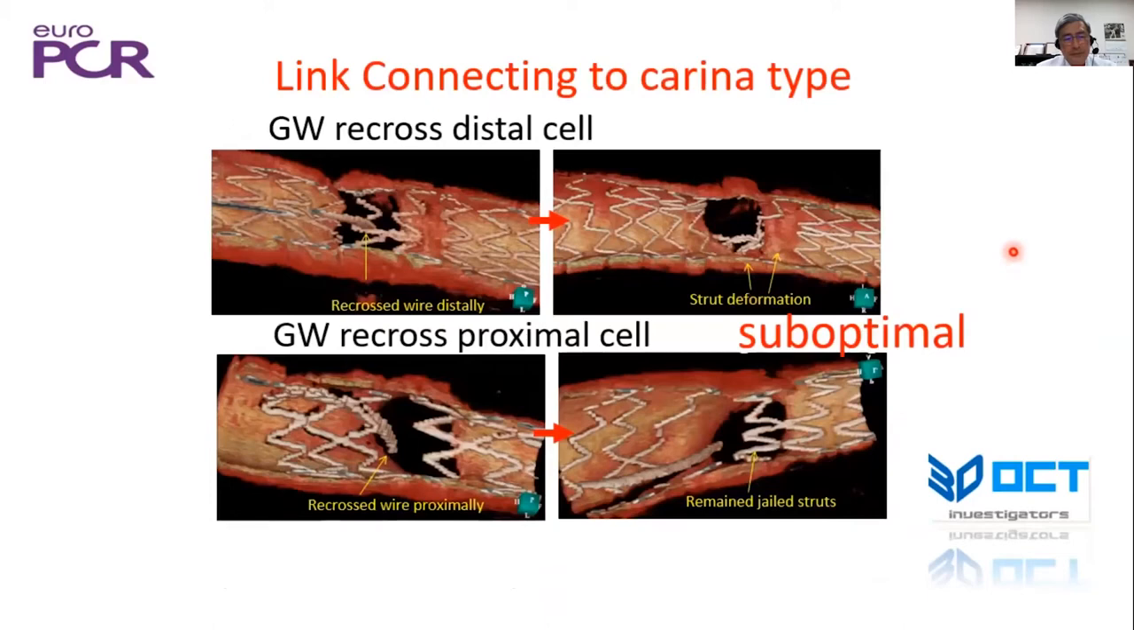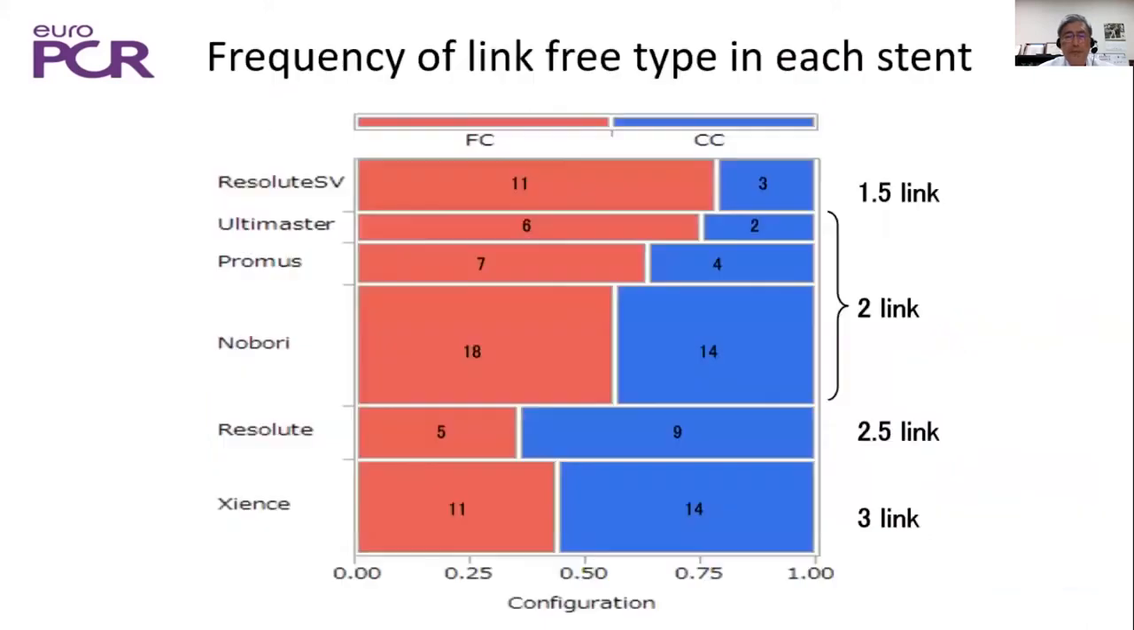This is another example of link connecting to carina type. The link is here and the guide wire recrossed in the distal cell. After KVT, this stent crushed and also a no stenting zone happened. And if the guide wire recrosses the proximal cell in the link connecting to carina type, a metallic carina remains at this site. All of this is a suboptimal condition after KVT.